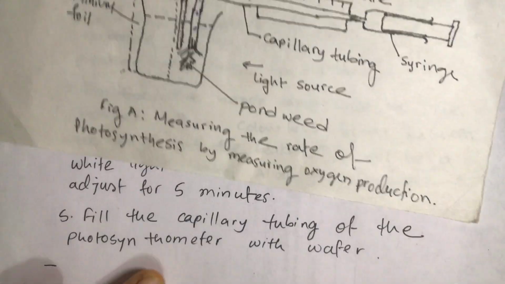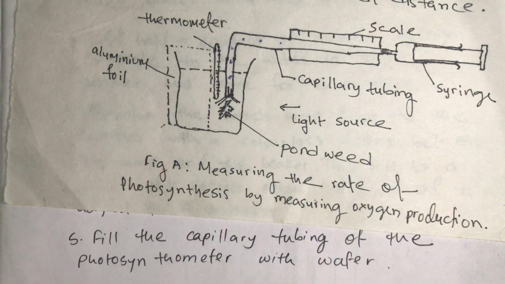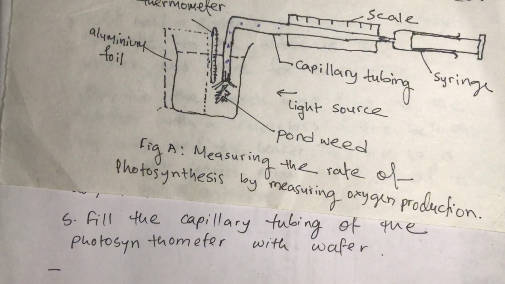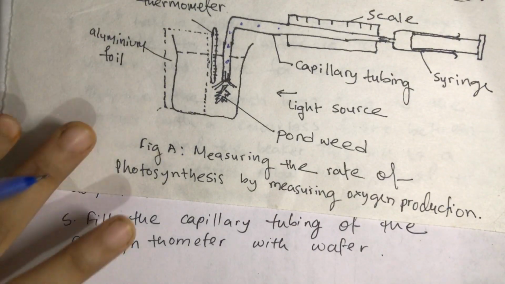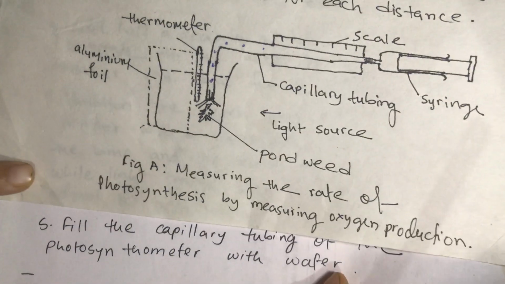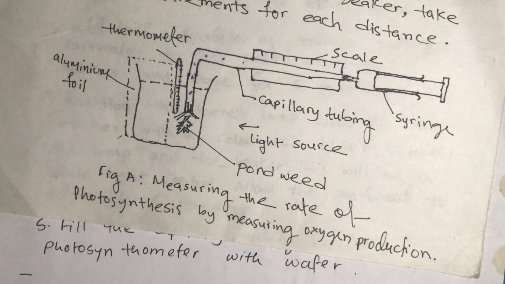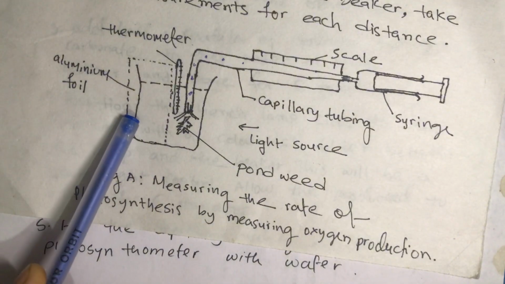Okay, so then we need to repeat this experiment again from steps 5 to 8 with different color filters. Then we can measure the oxygen volume and find the best among them. Okay, let me just explain it once again. This is the experiment, and this is the apparatus, this is the beaker.